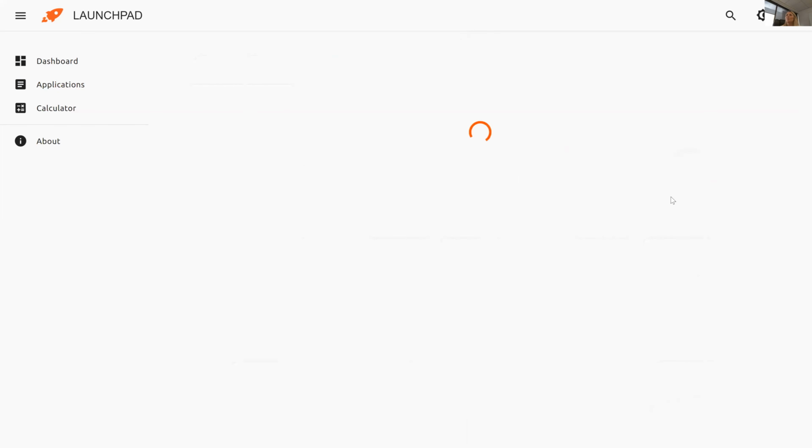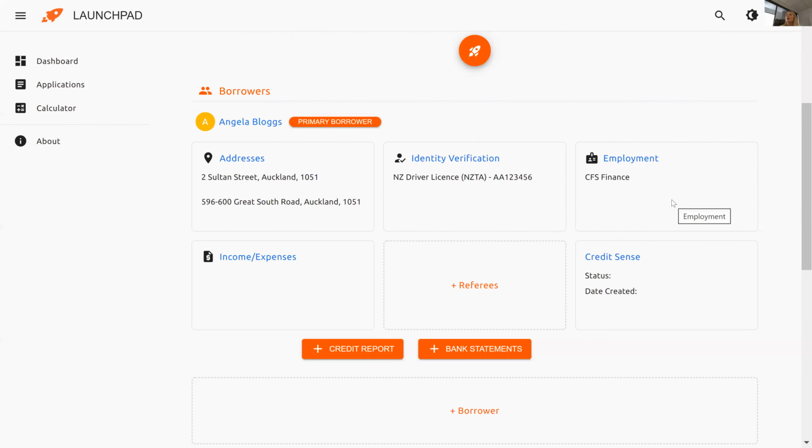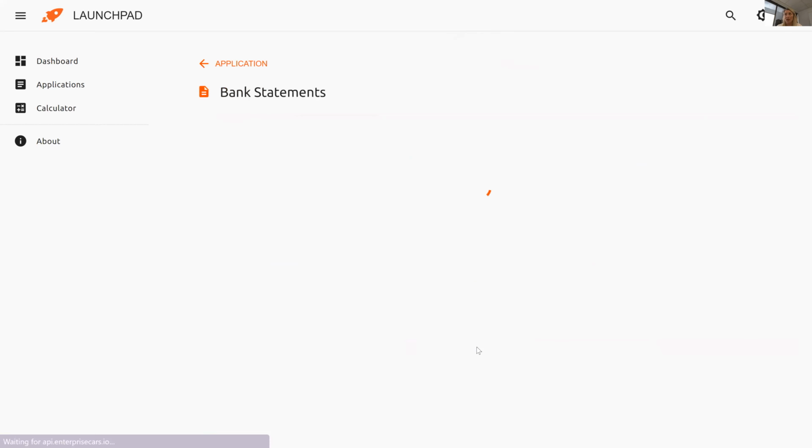Back to our little dashboard. Okay, cool. So if in fact the customer's given you already a PDF of their bank statements, then you would click bank statements with the plus down the bottom here. And then you can upload the file. So again, you can do that at any particular point in time.